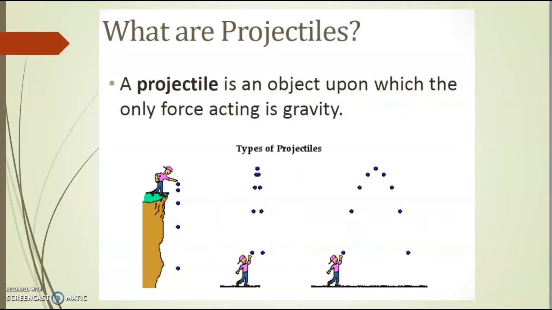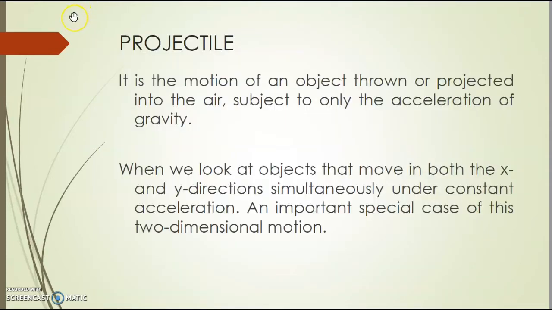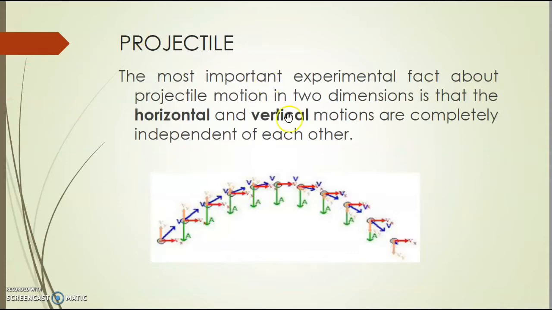So these are the types of projectiles. An object thrown or projected into the air subject to only the acceleration of gravity. When we look at objects that move in both the x and y direction simultaneously under constant acceleration, an important special case of this two-dimensional motion. The most important experimental fact about projectile motion in 2 dimensions is that the horizontal and vertical motions are completely independent of each other. They do not affect each other.